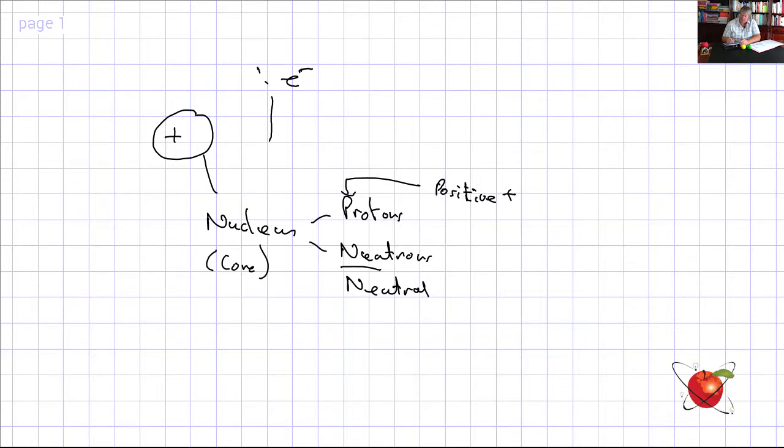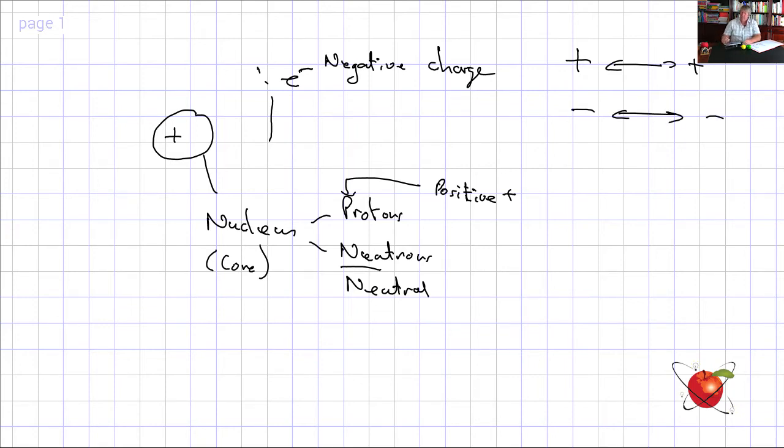The electron has got a negative charge. So the electron's negative charge means we can't just push a whole bunch of electrons together because they don't want to be together. Remember, like charges repel, unlike charges attract. So a plus will push away another plus, a minus will push away another minus. But if I put a plus and a minus together, they will attract each other. They will want to get together.